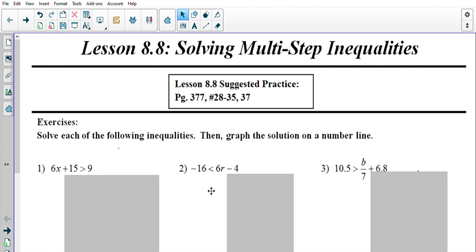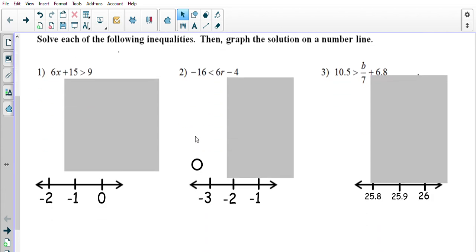For these questions, we want to solve each of the following inequalities, then graph the solution on a number line. We are going to solve these two-step inequalities, or inequalities with variables on both sides, or those that contain grouping symbols, the same way we solved equations.